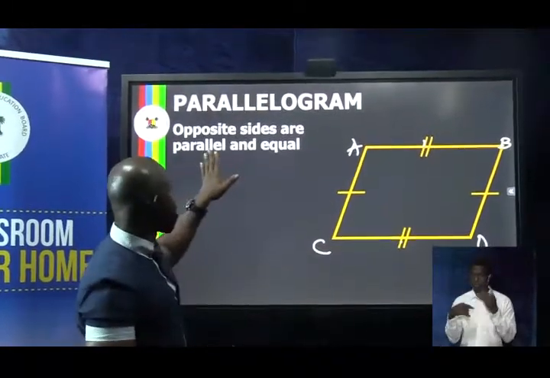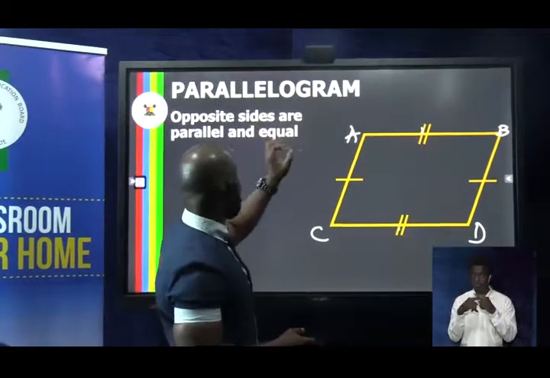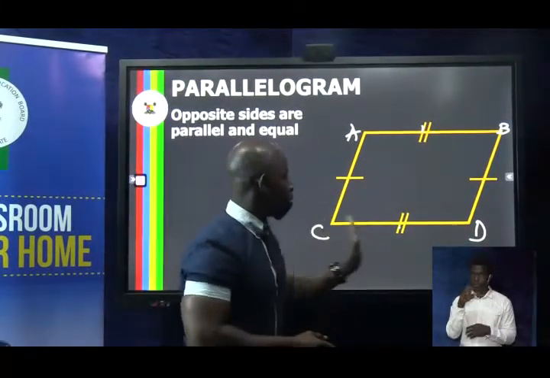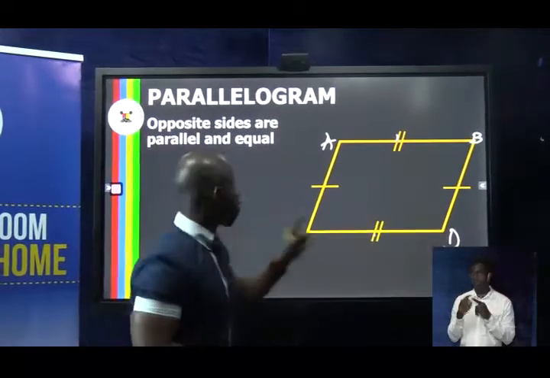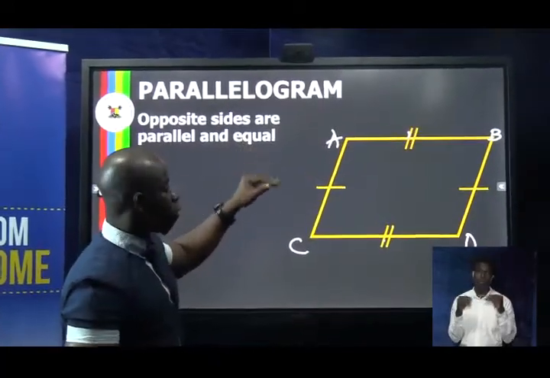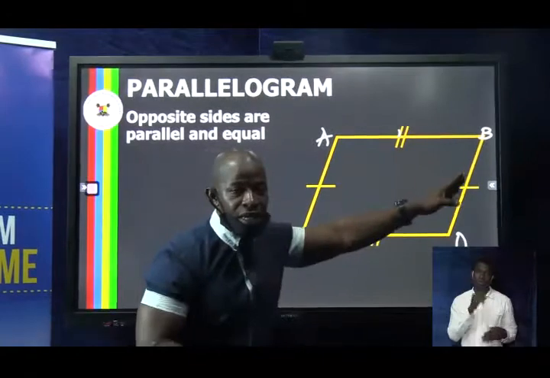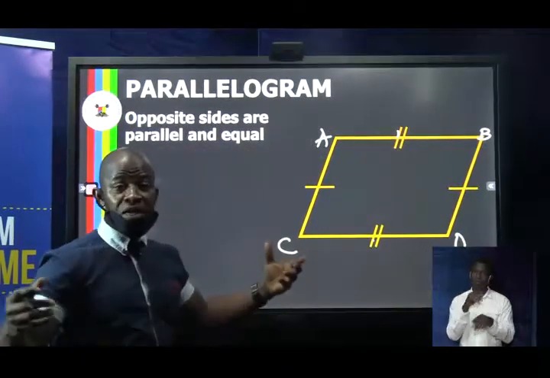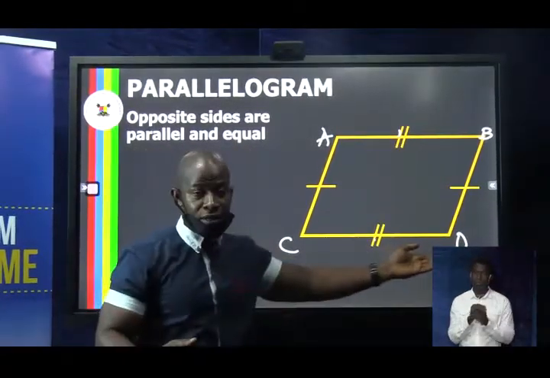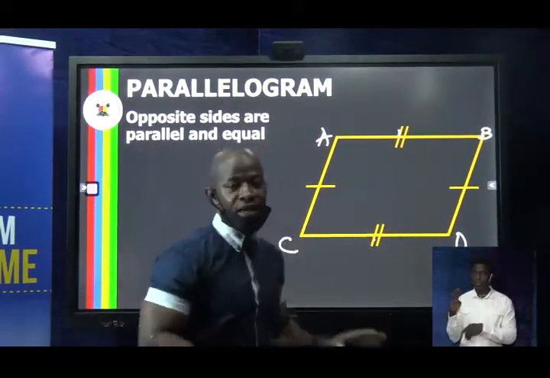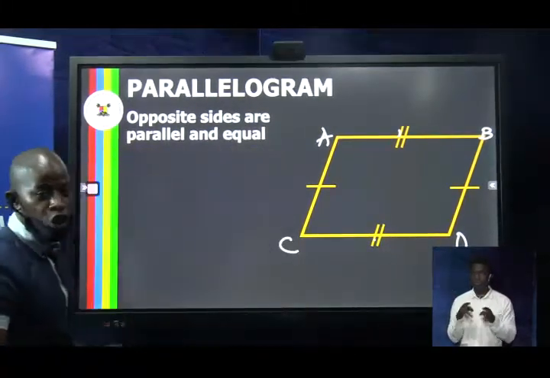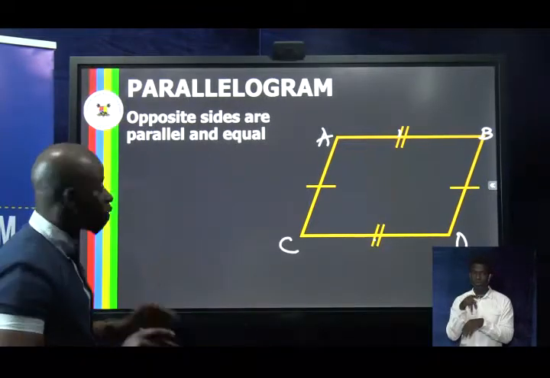So what we're saying is that opposite sides are parallel. AB is parallel to CD. AC is also parallel to BD. Opposite sides are also equal. That means that AB is of the same length, it's as long as CD. And AC is as long as BD. That's a very important property of a parallelogram, the basic property.